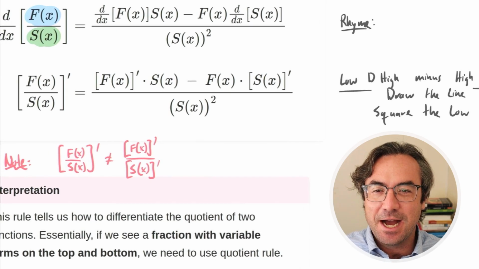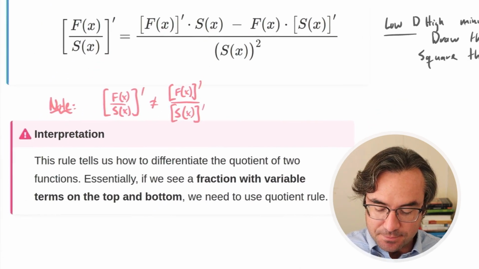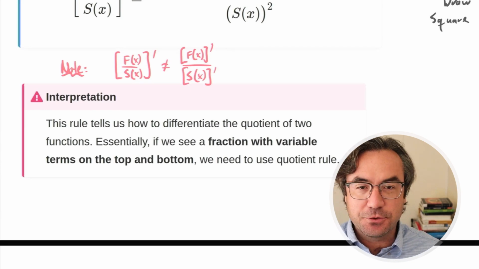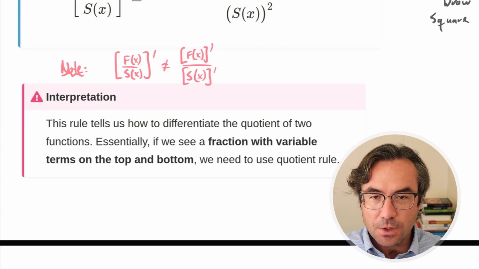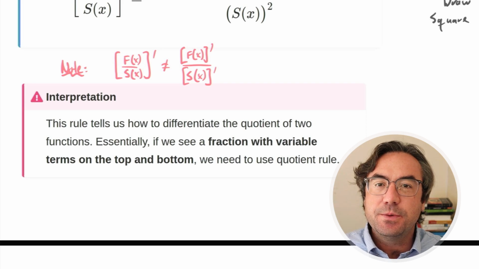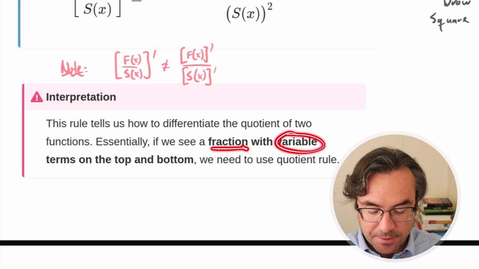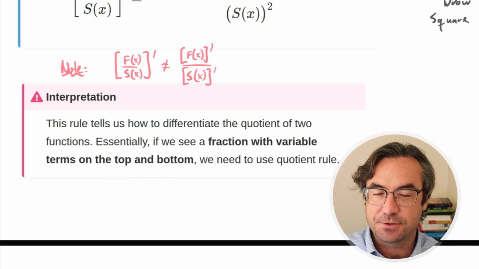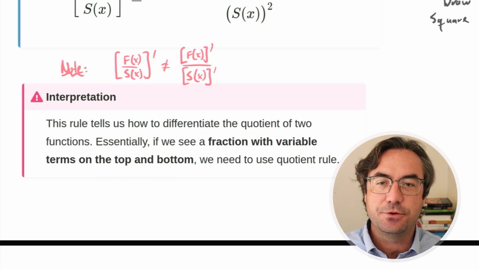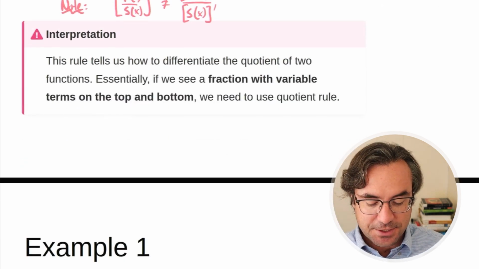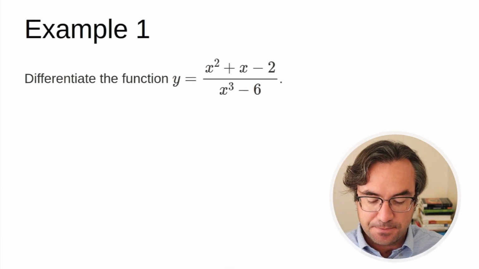But the interpretation here is when we want to use quotient rule, we do this when we see a fraction and there's variables on both the top and the bottom of the fraction. So generally, if that's the case, then we're going to use quotient rule. So let's just try an example just to see.